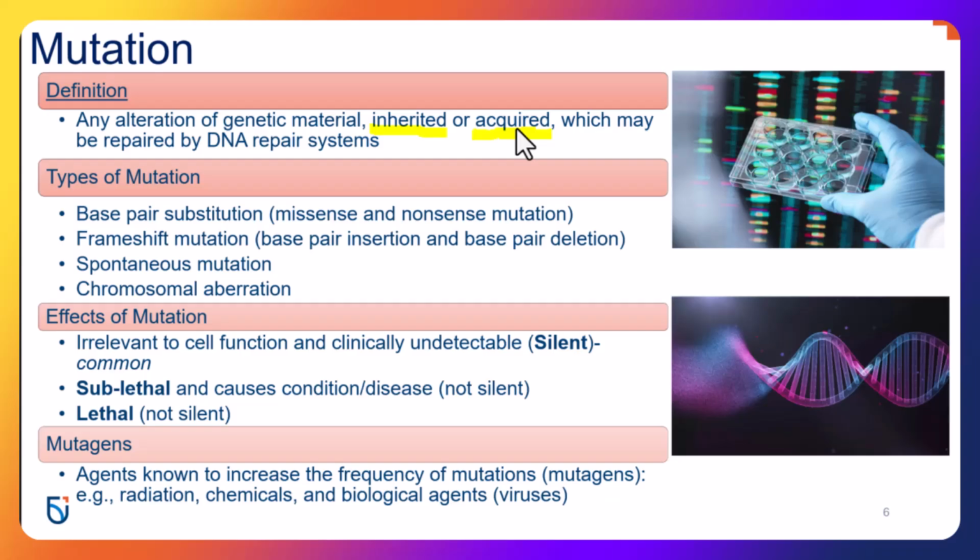So that means you can either be born with a problem, a mutation, or obtain one at some point throughout your life. And it's important to note that many mutations are detected and corrected by our built-in DNA repair system. In other words, not every mutation is going to cause a problem. We do have these repair systems in place that can fix the issue so that it's not a problem.